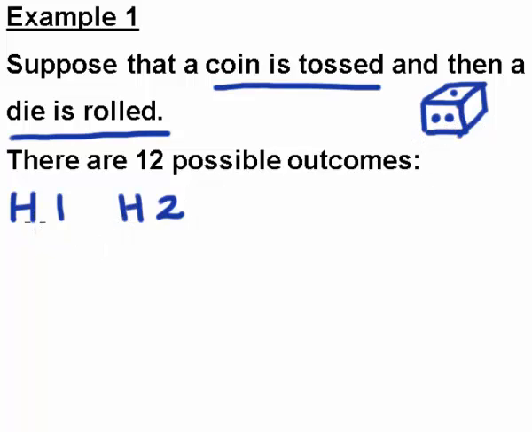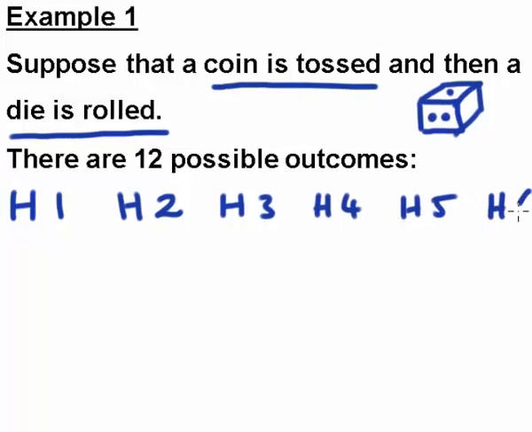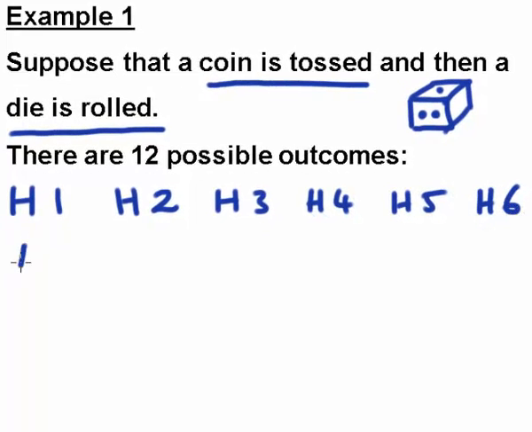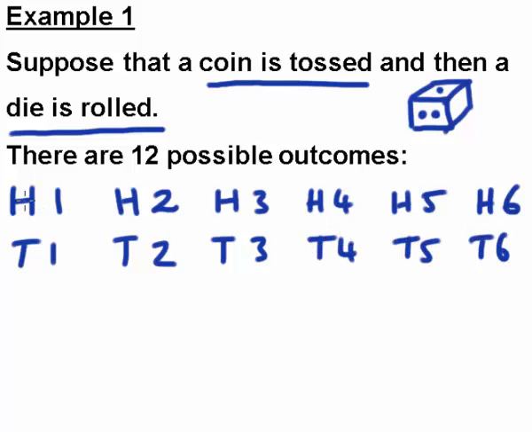So you could get a head followed by the number 1 on the die, a head followed by 2, a head followed by 3, a head followed by 4, a head followed by 5, a head followed by the number 6. Or you could have a tail followed by 1 on the die, a tail and 2 on the die, a tail and 3 on the die, tail 4, tail 5, and tail 6. Now look at this. There's 2, 4, 6, 8, 10, 12 possible outcomes.